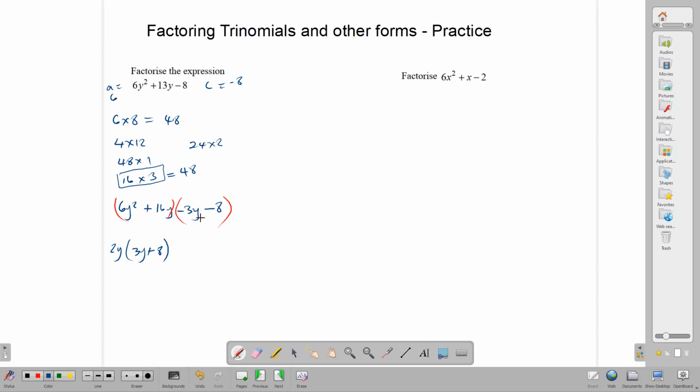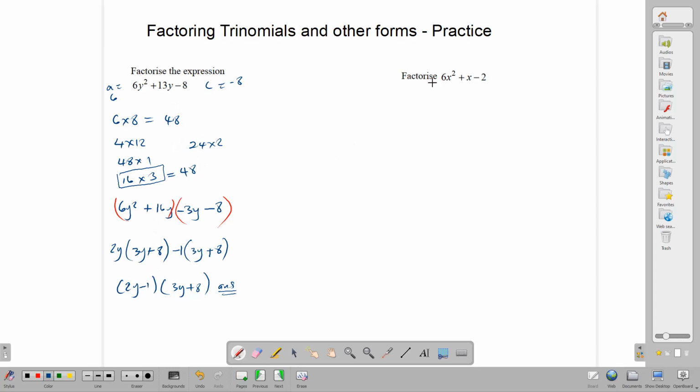Looking at these two, there is nothing in common. We can use -1 since this first term is negative. 1 is a factor of all of these terms. So we divide our -3y by -1, we get a positive 3y, and we divide our -8 by -1, and we get a positive 8. Having gone that way, we can now write our outside factors in one bracket, 2y take away 1, and write back the other bracket, 3y plus 8. We have factorized our expression.